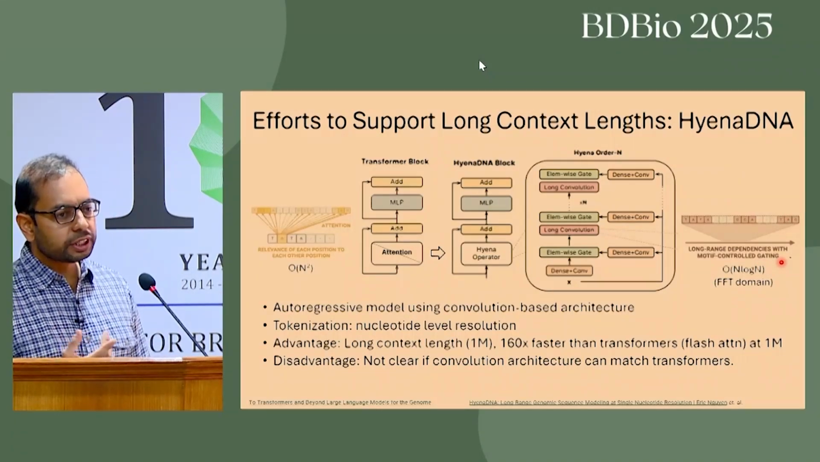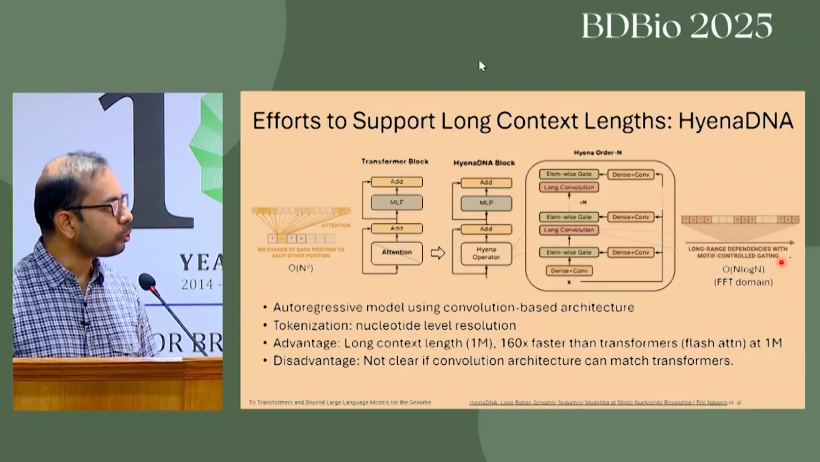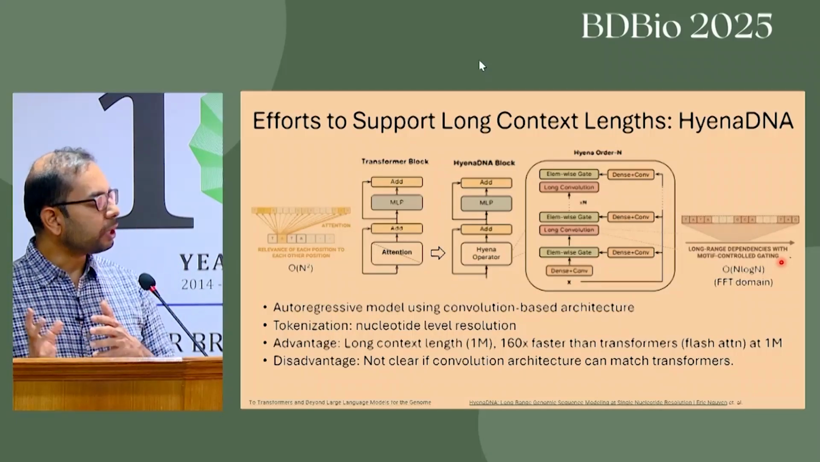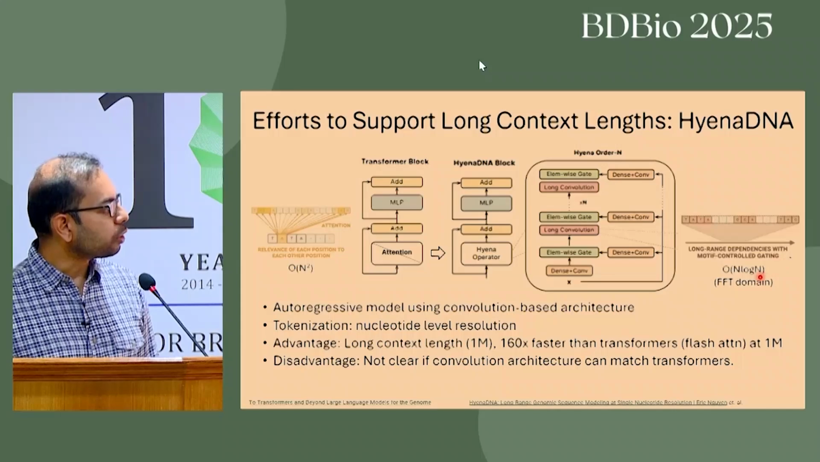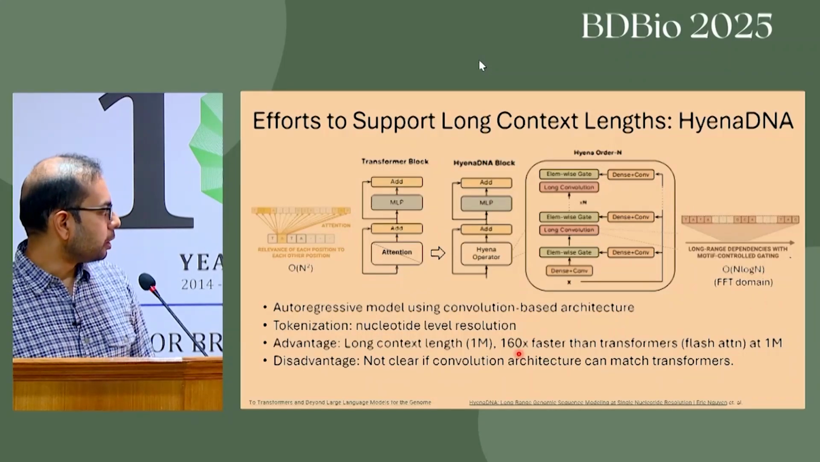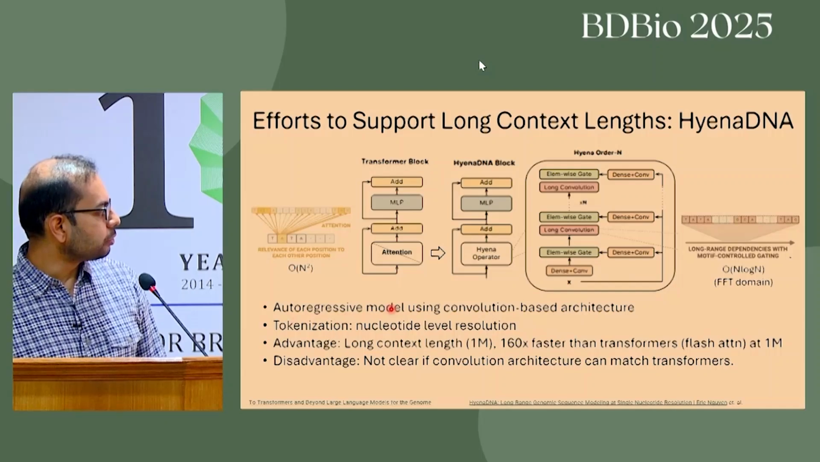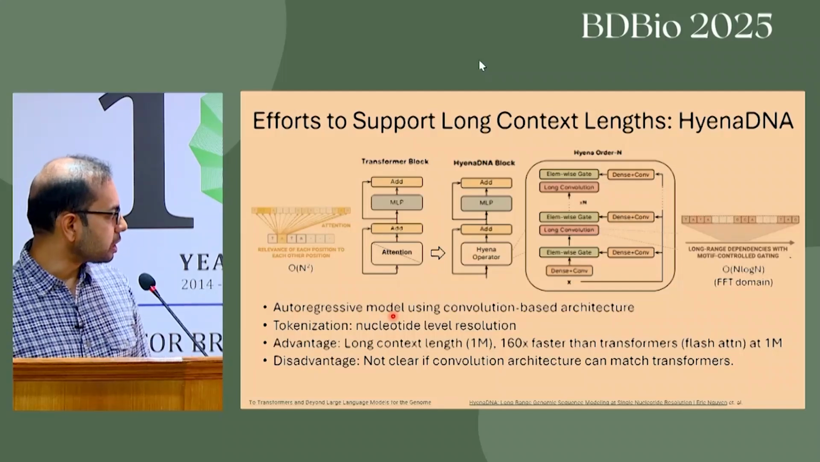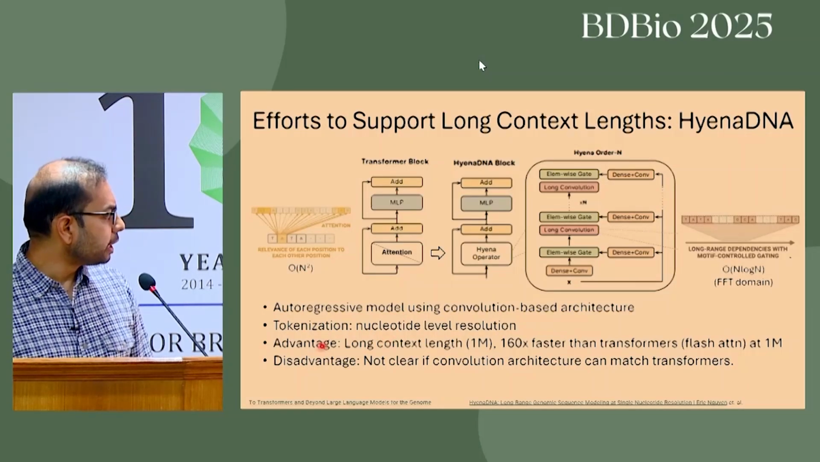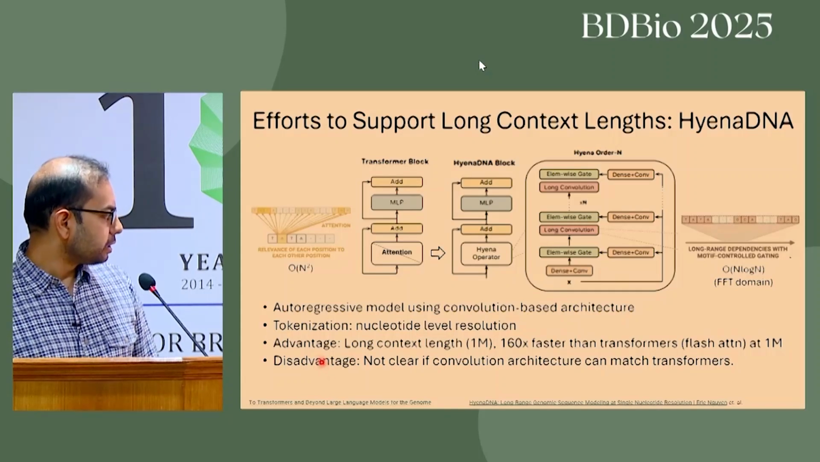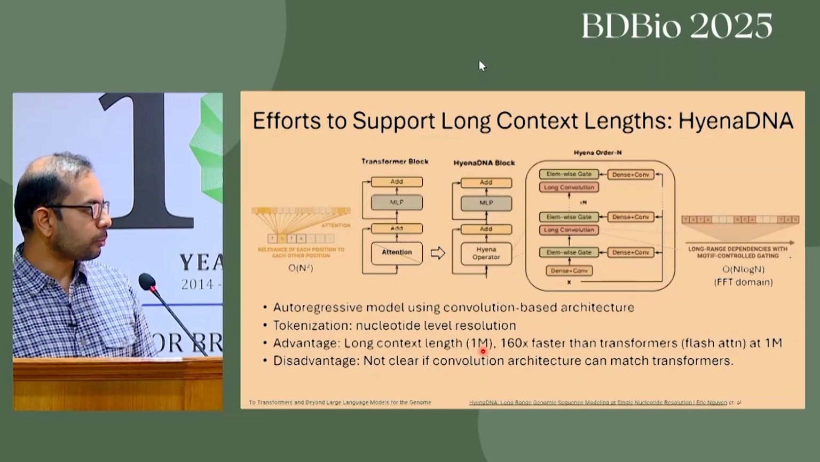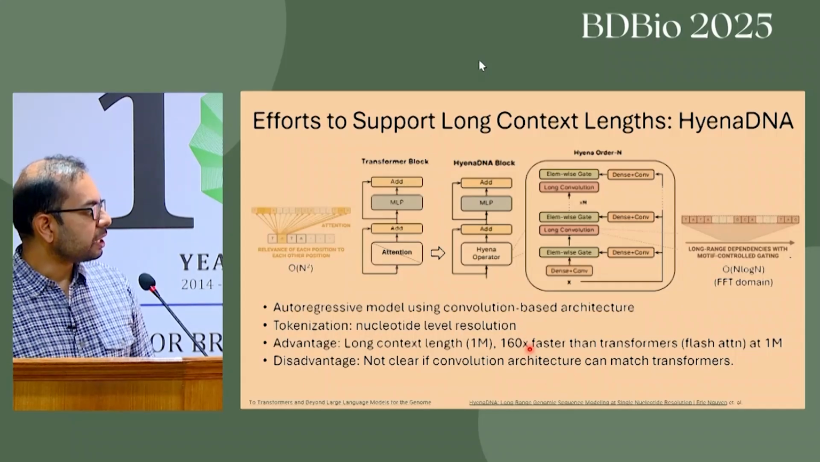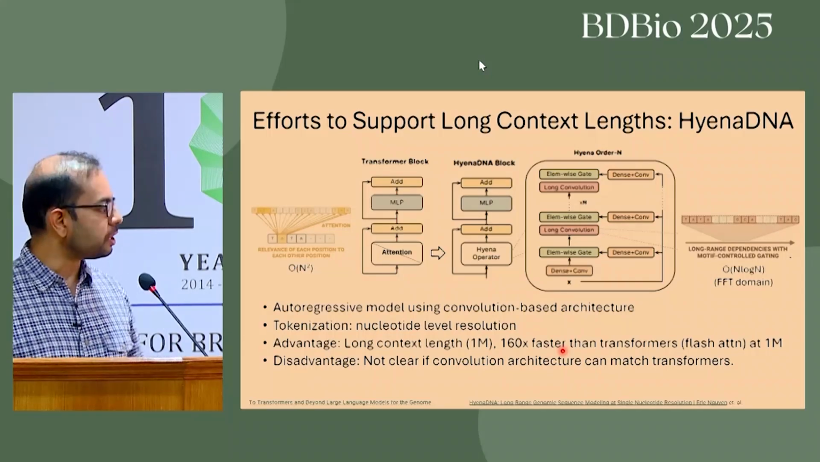But what they did was they used a mathematical formulation which says that you can do the same thing in the FFT domain, and in the FFT domain that n square becomes n log n. So that's how they've improved the computational complexity. Also they use an auto-regressive model. Earlier models were more masked language models, the later models are auto-regressive. They tokenize at the nucleotide level, and the advantage is long context length. The context length they can support is about 1 million, and they are significantly faster. At the 1 million level, they are 160 times faster than the fastest implementation of transformers.